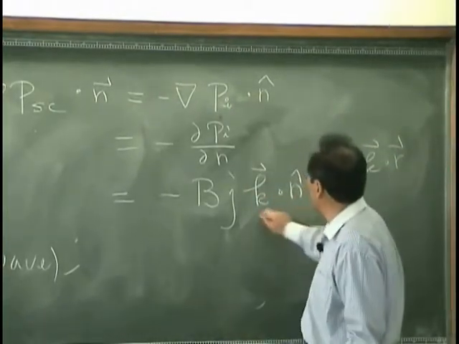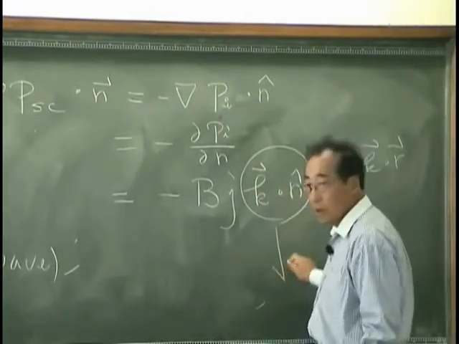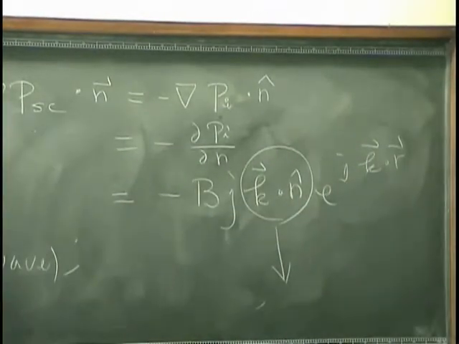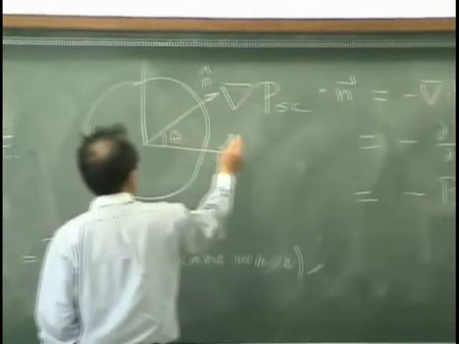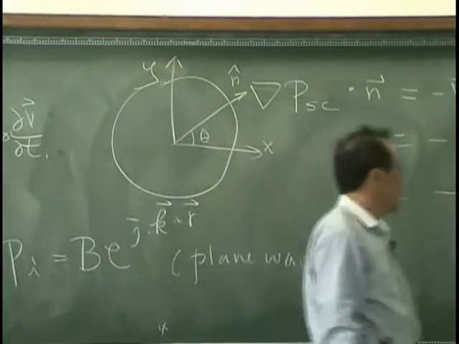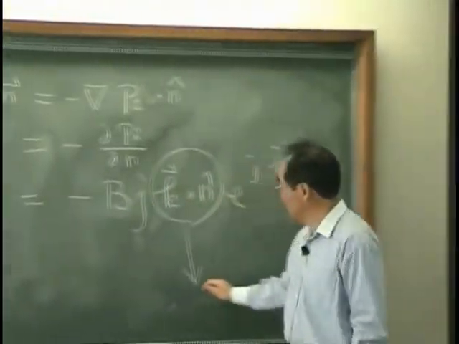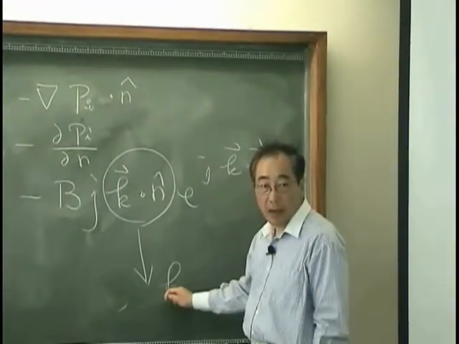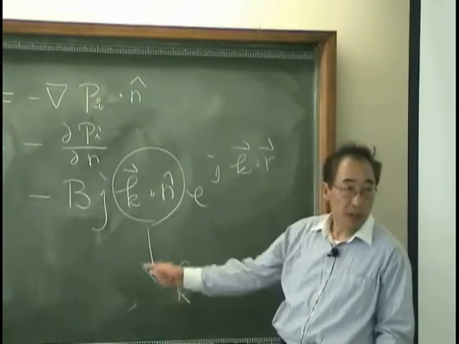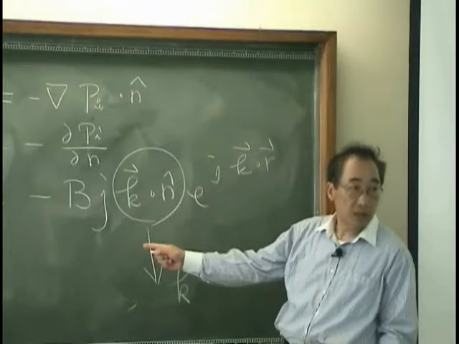And this is what? If I use this n vector, theta, this is x, and this is y, that is simply k. What is this? K dot n. What is this?